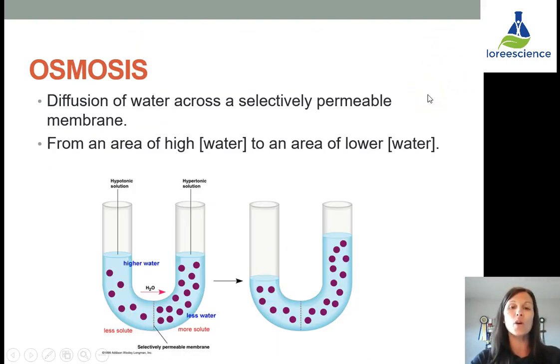Osmosis is the diffusion of water across a selectively permeable membrane, meaning that the water can diffuse across, but other substances or solutes cannot. Osmosis occurs from an area of high water concentration to an area of low water concentration. If we look at this example on the left here, there is high water concentration on the left because there is less solute. There's low water concentration on the right because there is more solute. If there's a selectively permeable membrane, keeping those purple solutes from moving back and forth, it is water that will then move to achieve equilibrium.